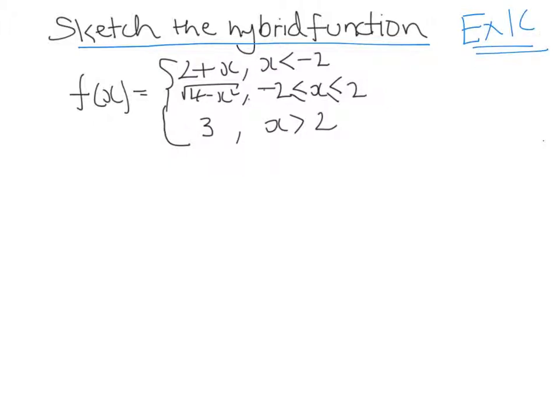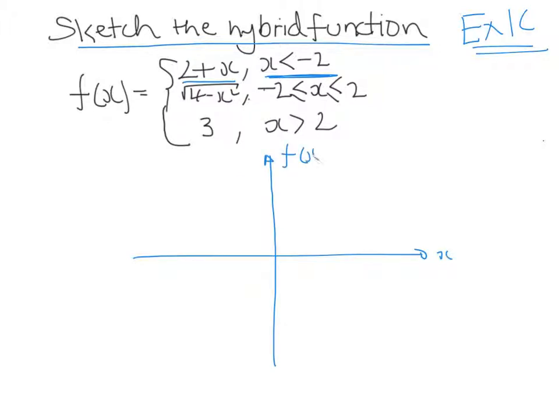Now what I'm going to do is sketch it in parts. This graph here is a linear graph and only exists when x is less than -2. So let me draw up a graph axis here. There's x, there's f of x, and I'll put on my axis here -2 and 2. So this graph exists down in this part here. This graph here exists between 2 and -2, and this graph here exists up in this part here.